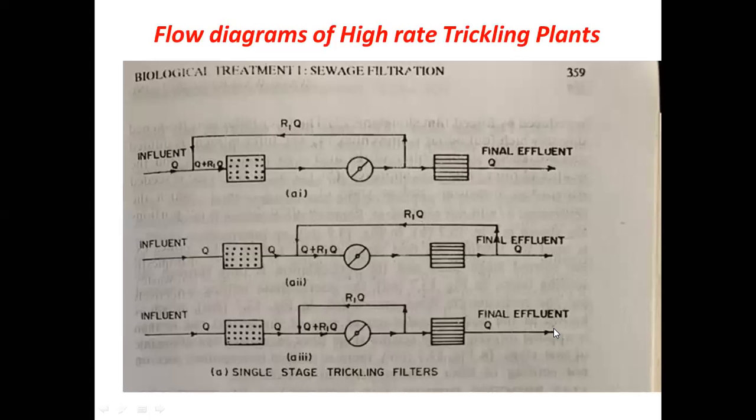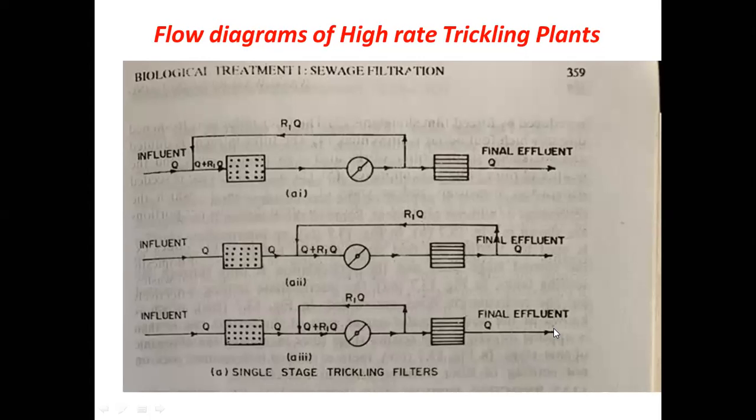Okay, now the way we saw the different process variations in the activated sludge process, here also we are going to see the process variations in a trickling filter. There are two types of trickling filter based on the stages. As per the hydraulic and organic load applied, these are classified into two types: the low rate trickling filter and the high rate trickling filter.